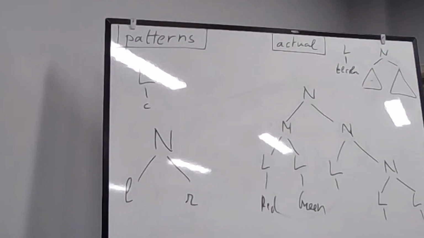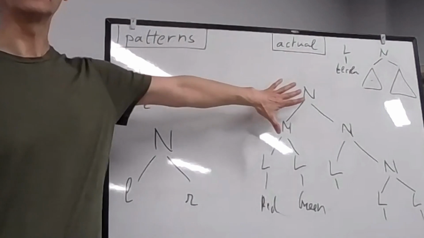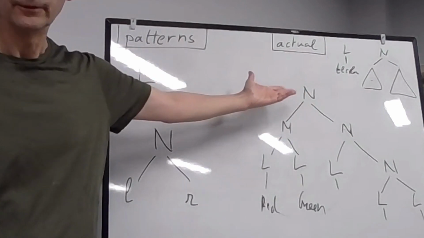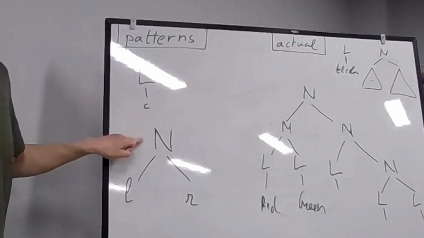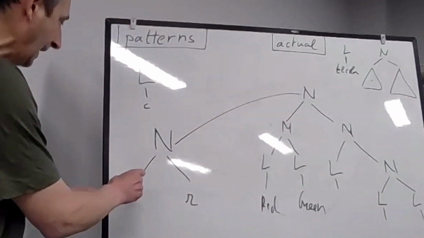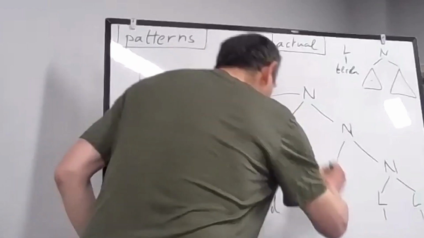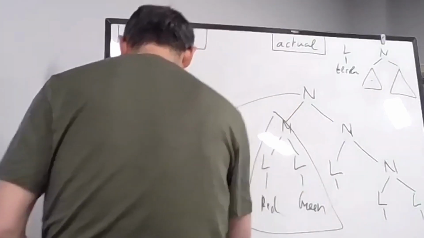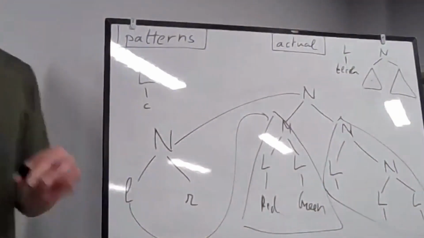Okay, so in that case, does this pattern agree with this actual value? No, okay, because the roots are different. This one, okay, because the root agrees. And then L will catch all this subtree, and R will catch all these subtrees. Okay.